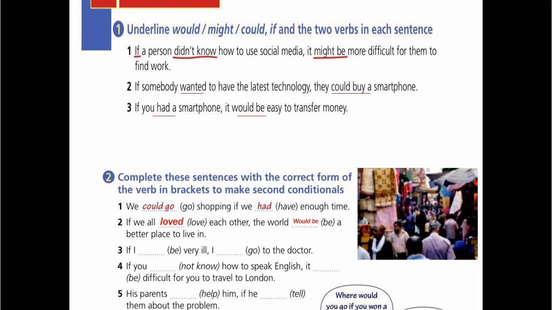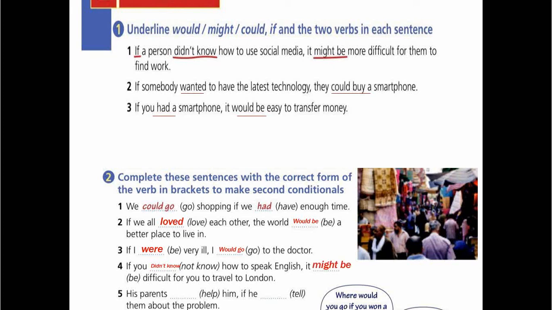Number 3, if I blank very ill, I blank to the doctor. So if I were or was, notice here that in the second conditional we can use were instead of was, except for the pronoun it. I would go to the doctor. Number 4, if you didn't know how to speak English, it might be difficult for you to travel to London.